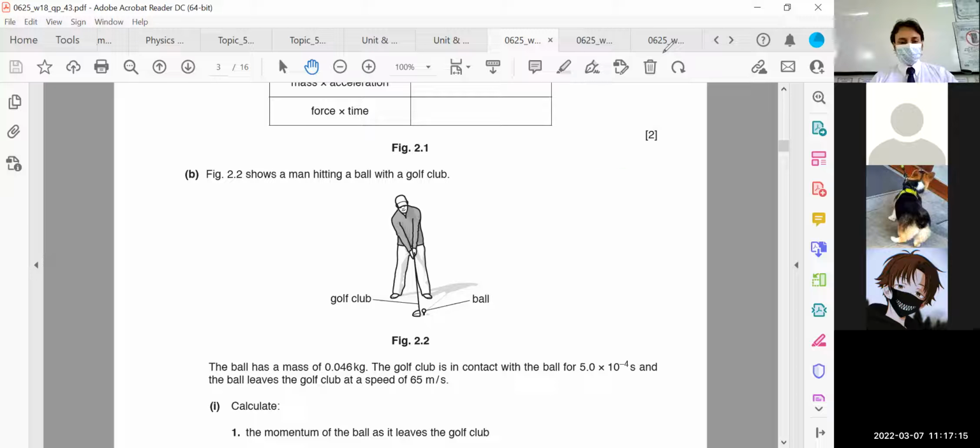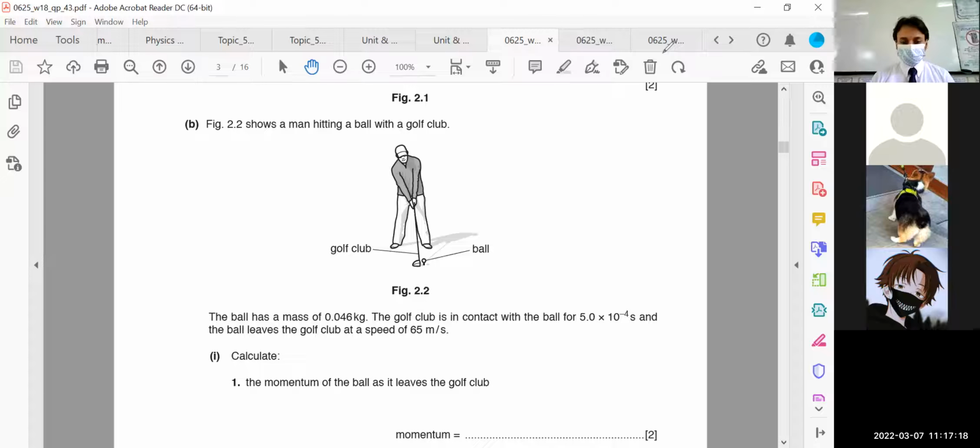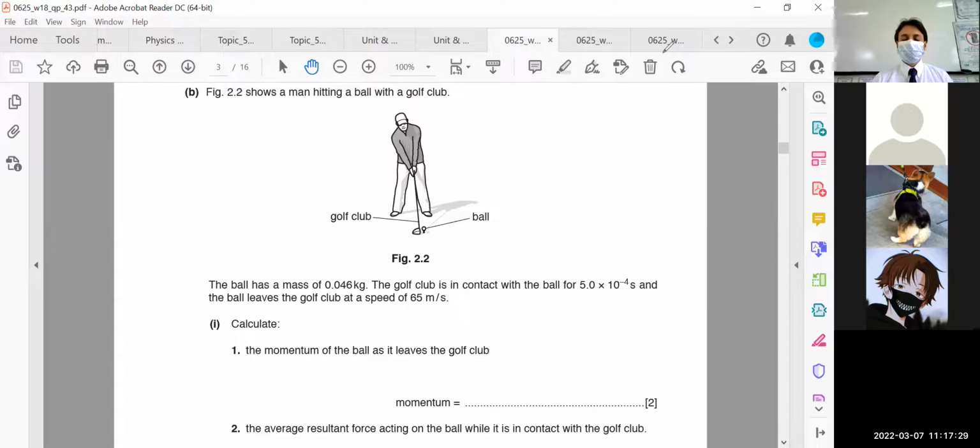And in B part, the mass is given. The golf club is in contact with the ball for this time, and the ball leaves the golf club at a speed 65. Calculate the momentum of the ball as it leaves the golf club. What will be the momentum, children? Momentum is given by the equation mass multiplied by velocity.